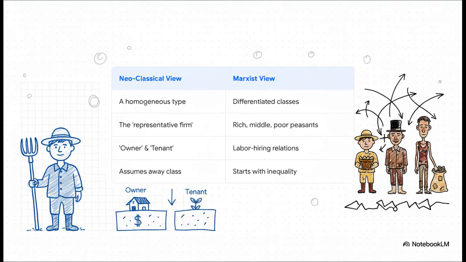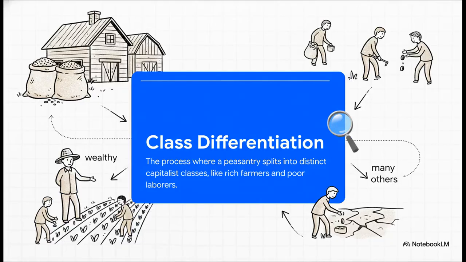Okay, so check this out. This is where you really see the divide. The neoclassical view likes to simplify things. It imagines this single, representative farmer, kind of an everyman. And the main question is just whether they own or rent their land. But the Marxist view says, whoa, hold on. You can't understand anything if you don't see that the peasantry isn't one big happy group. It's actually a collection of different classes, rich, middle, and poor, all with competing interests that grew out of a long history of inequality.